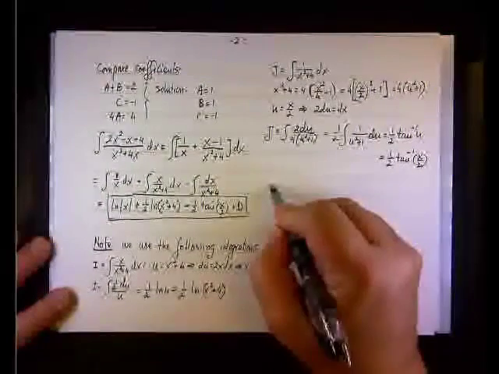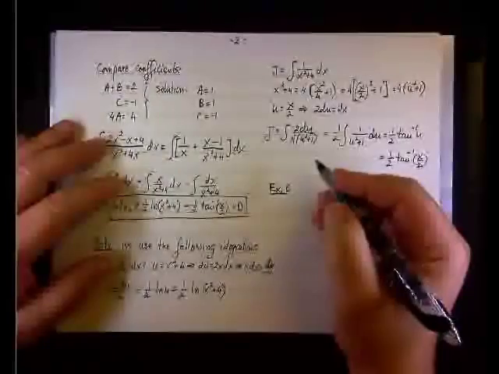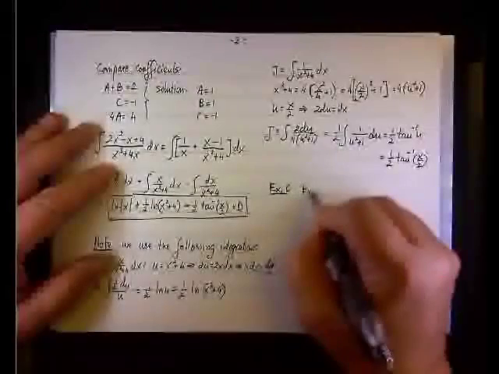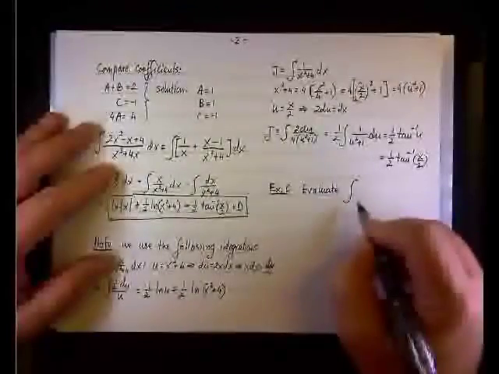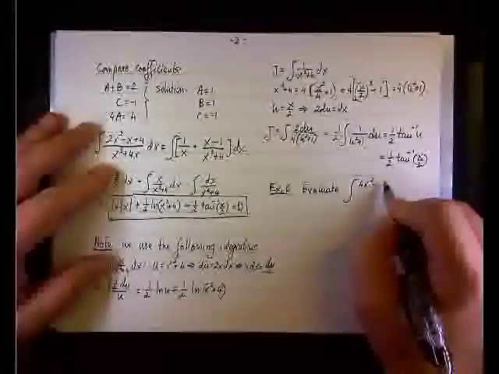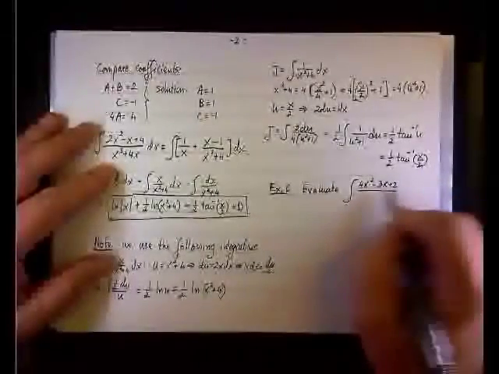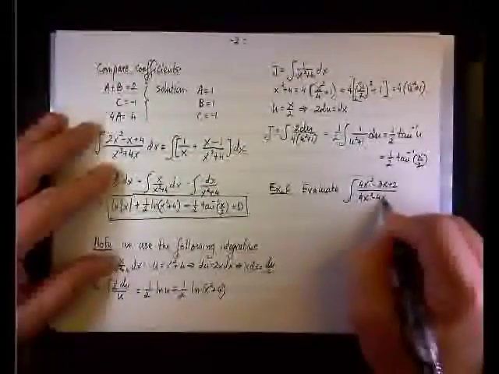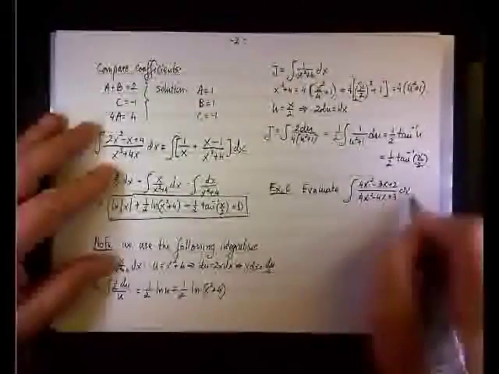Okay, so this is example 6 according to our bookkeeping, and it goes like this. We need to evaluate the following integral. So we are still in case 3. It's (4x² - 3x + 2) over (4x² - 4x + 3) dx.